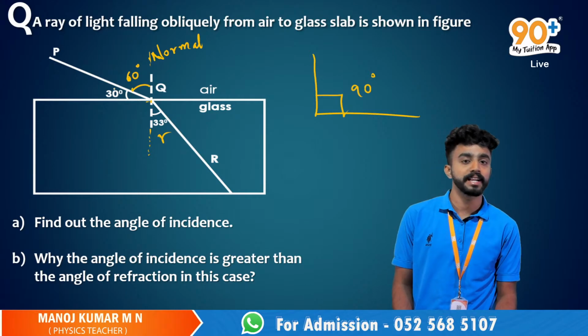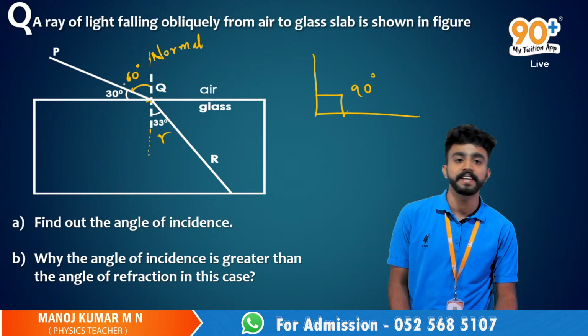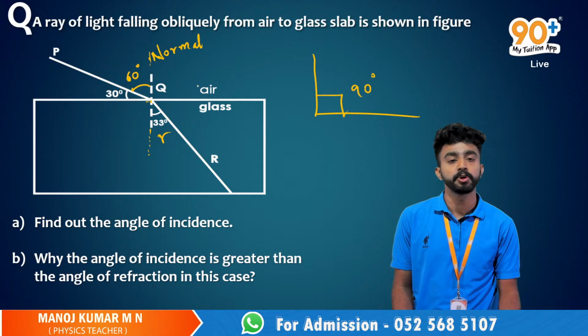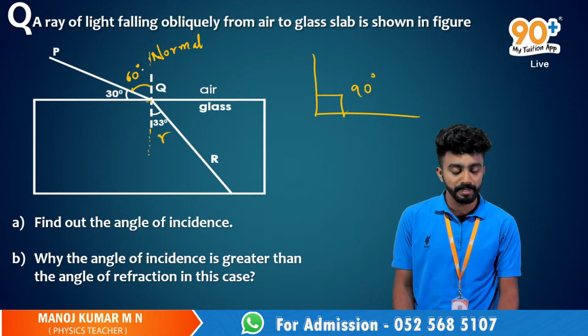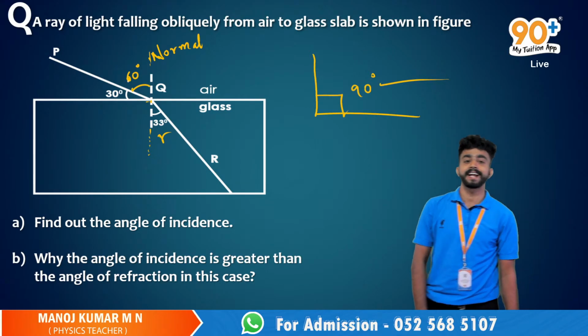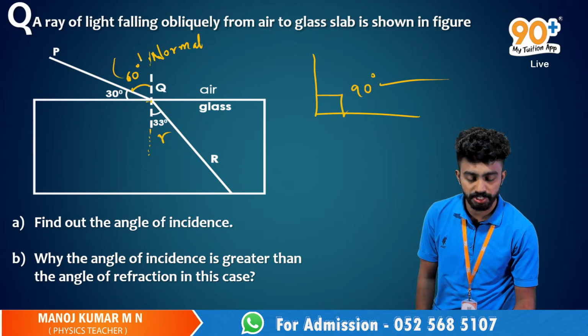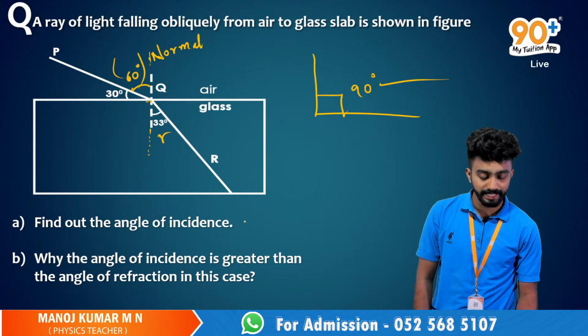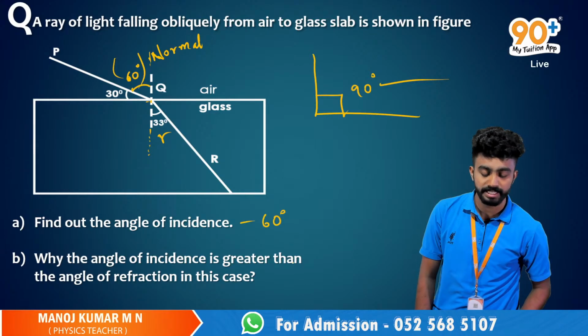Here the angle made by the incident ray with the surface is given, that is 30. So we can easily figure out 90 minus 30, which gives 60. That is, 30 plus 60 is 90. Very good, Archisha. So the angle of incidence is 60 degree.